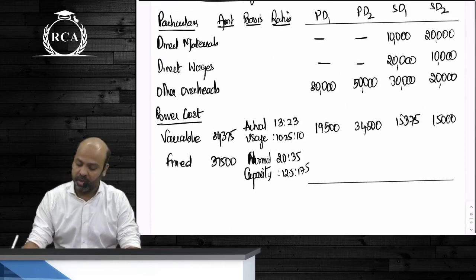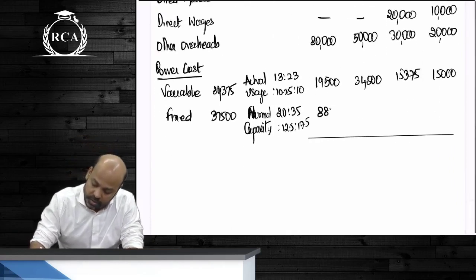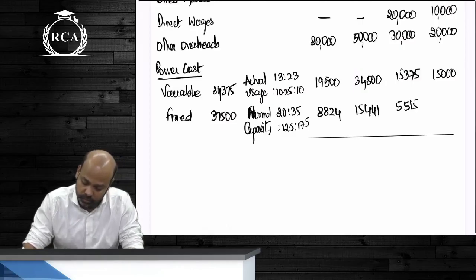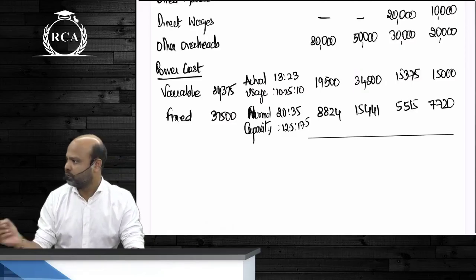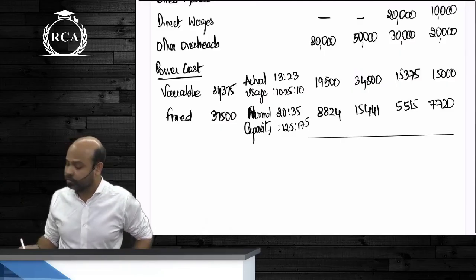Guys, how much is the amount of fixed cost allocation? Kashish? 515. 7,700 and it tallied. I adjusted here and there by ₹1 so that the total comes to 37,500.